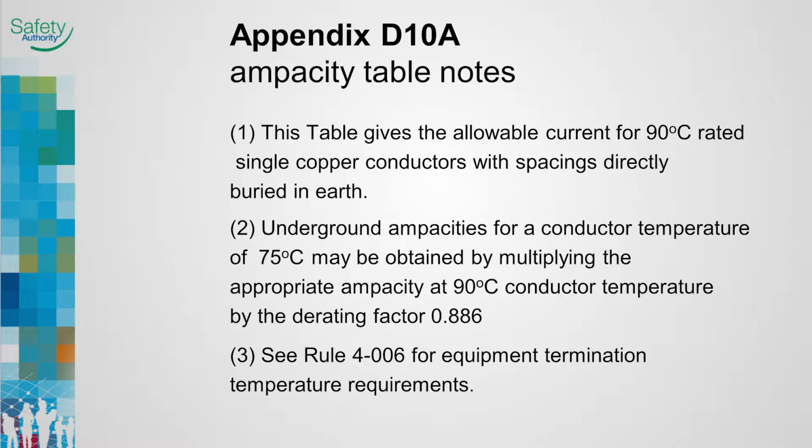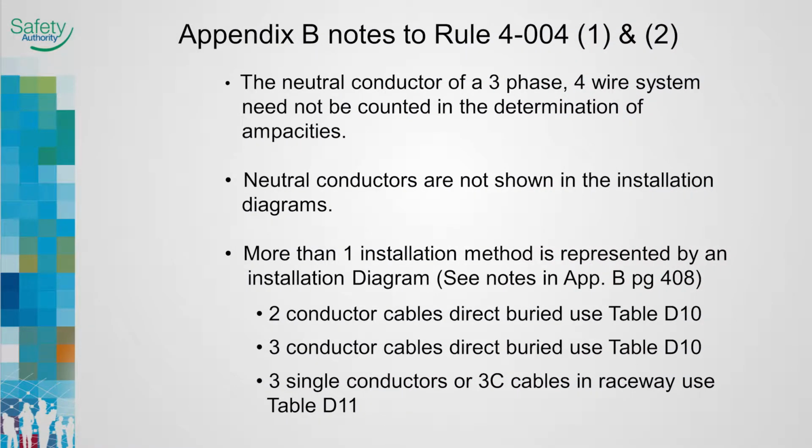The Appendix B note to 4-004 must also be considered. The Appendix B notes to Rule 4-004 provide further information regarding the correct diagram and ampacity tables. Since the neutral current in a balanced system carries little load, it is not counted as a current-carrying conductor. Installation diagrams do not show the neutral, only the 3-phase conductors. Diagrams 10 and 11 are used for the most common underground applications. Appendix B also informs the user that the installation configuration diagrams may be applied to a single and multi-conductor cable as well as underground raceway installations.